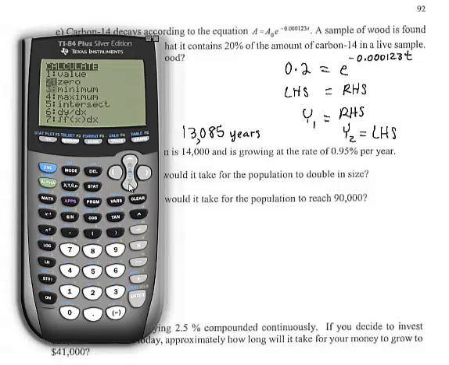We use the intersect function of our calculate menu. We check to make sure that we are on our first curve, and there's our cursor. We hit enter, it jumps to the second equation, the horizontal one. We hit enter again and enter a third time, and we get approximately the same answer. This is exactly what the calculator returned, but if we round it again to the nearest whole, 13,085.